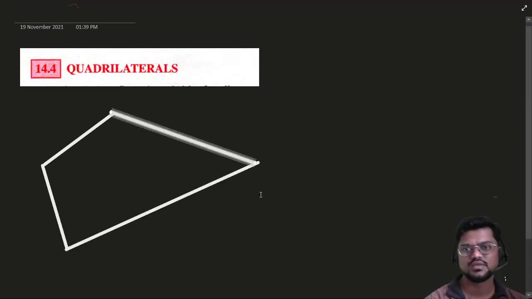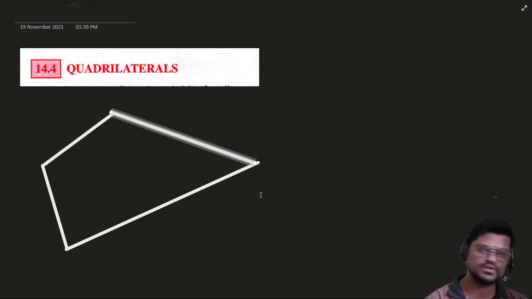Okay, fine. Now what is a quadrilateral? If you join any four lines, any closed figure which has four straight lines will be said to be a quadrilateral. A quadrilateral has different types: trapezium, parallelogram, rhombus, and all the other types. So we'll go one by one. The first one is the trapezium.